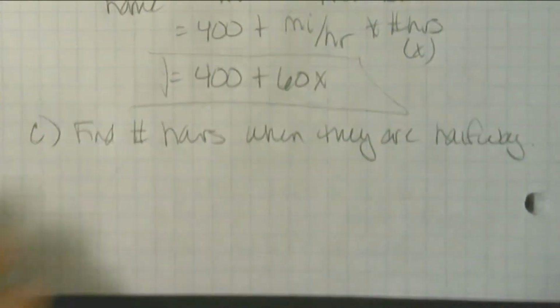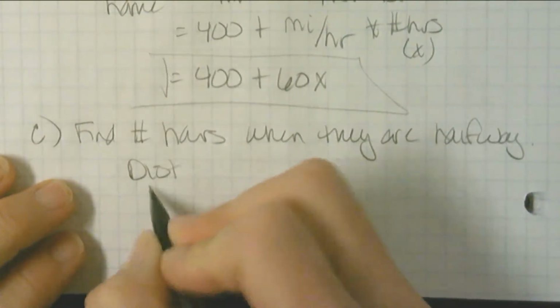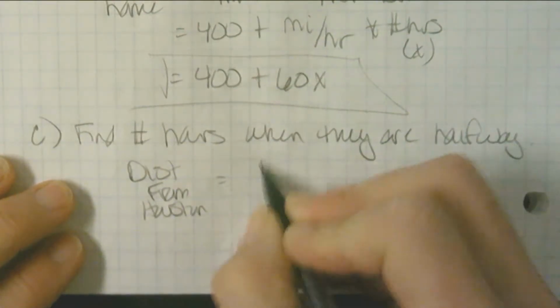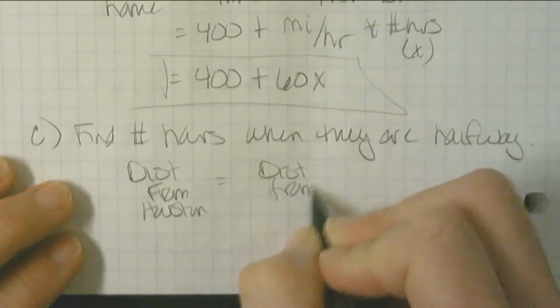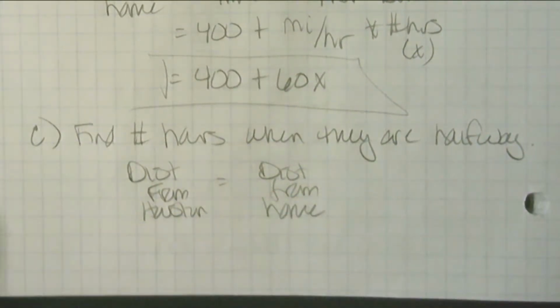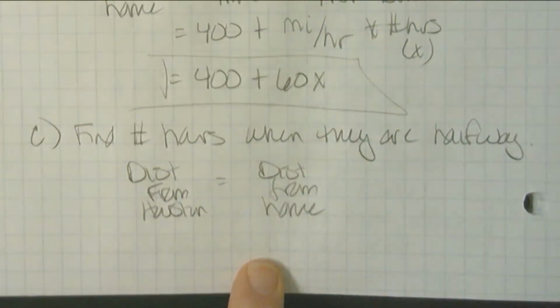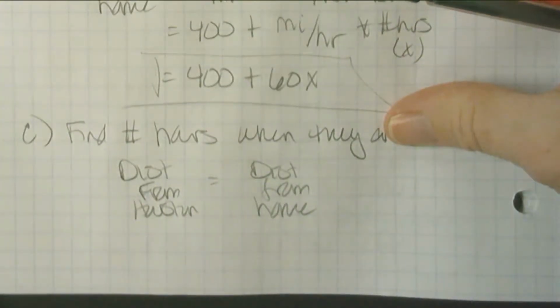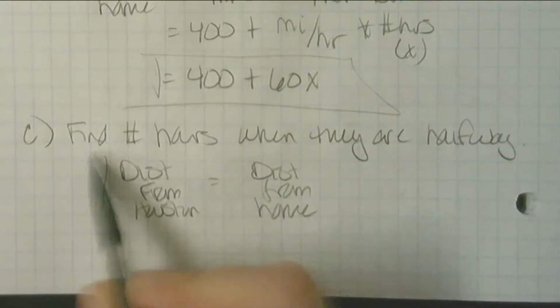That's exactly right. My distance from Houston equals my distance from home. This is what I would give you only, and I would expect you to come up with A and B if I gave this to you. Okay? Because that is the game plan.